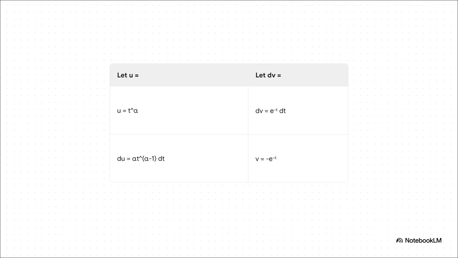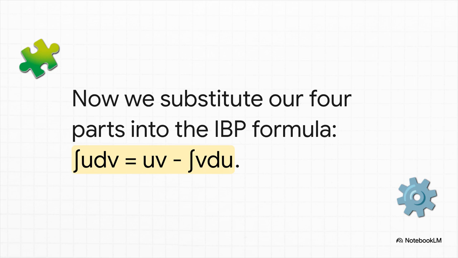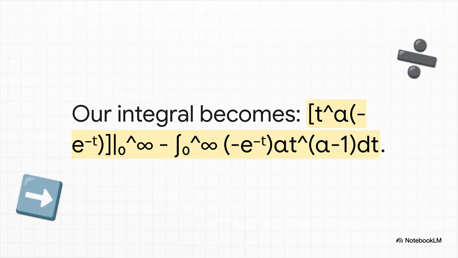So here's our strategy. We're going to set u equal to t to the alpha. Now, why do that? Well, think about it. When we take its derivative to find du, the power on t goes down by 1, which gets us one step closer to what gamma of alpha looks like. And that means dv has to be e to the minus t dt, which is super easy to integrate to find v. Perfect. We've got our four puzzle pieces, u, dv, du, and v. Now it's just a matter of plugging them straight into that integration by parts formula we just reviewed. And this is what we get once we plug everything in.